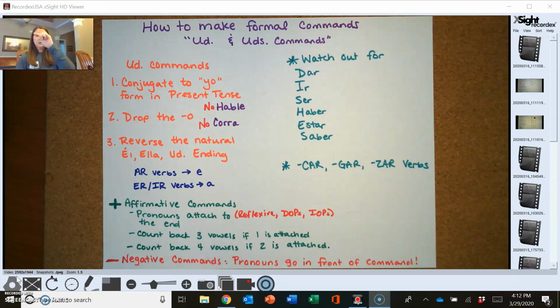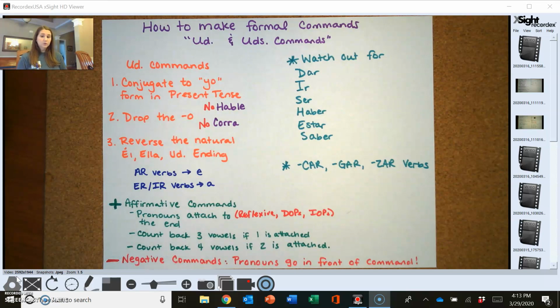1, 2, and 3, and then put your accent on the 3rd vowel. If you happen to be attaching 2 different pronouns, so maybe you have a reflexive with a DOP or an IOP with a DOP, you would be counting back 4 vowels to accent. 1, 2, 3, 4, and put an accent. So that's for affirmative commands. Affirmative commands, you stick together, your pronouns attach.